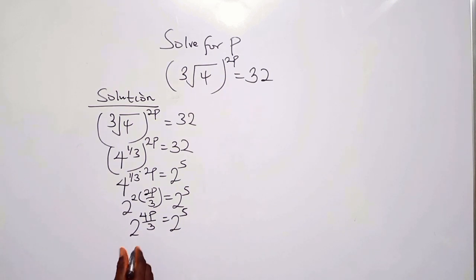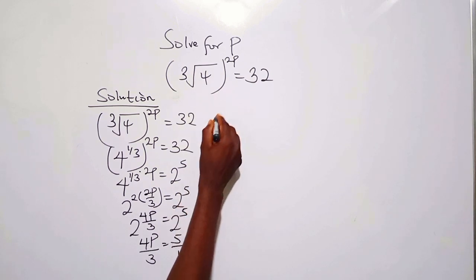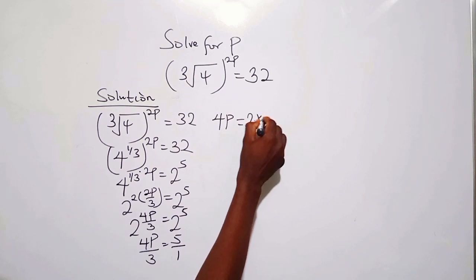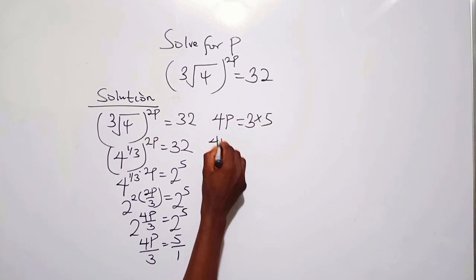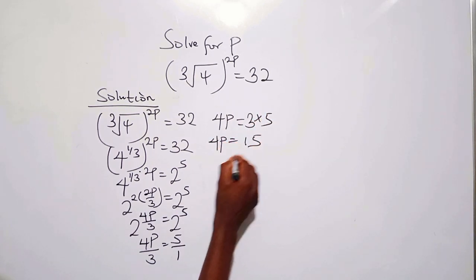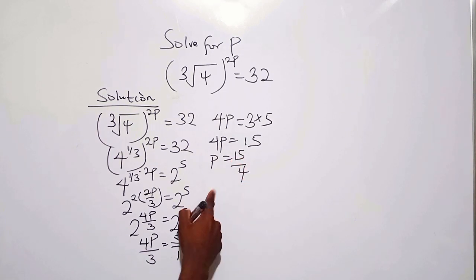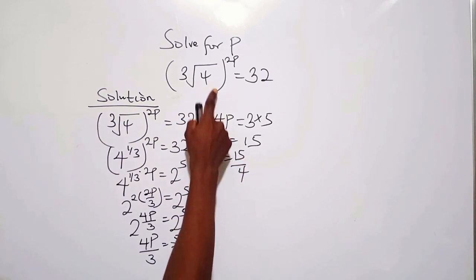So here we can have 4p over 3 equals 5 over 1. So for p, we have 4p times 1 is 4p equals 3 times 5, which is 15. So p equals 15 over 4. So we can check the value of p in this equation.